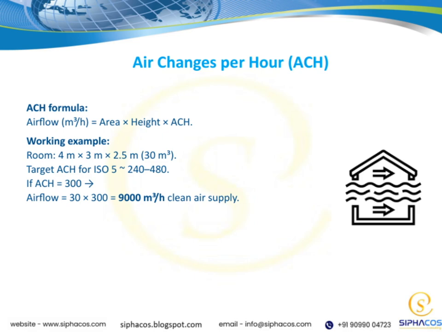When we look at standards like ISO 5, the target ACH is usually around 240 to 480. Let's say we aim for an ACH of 300. Using the formula, we multiply the room volume, 30 cubic meters, by 300 ACH, which gives us an airflow of 9,000 cubic meters per hour. That means we need to supply 9,000 cubic meters of clean air each hour to maintain the desired air quality. This example highlights how ACH directly influences the amount of ventilation we need to achieve our air quality goals, balancing safety and efficiency in our environment.